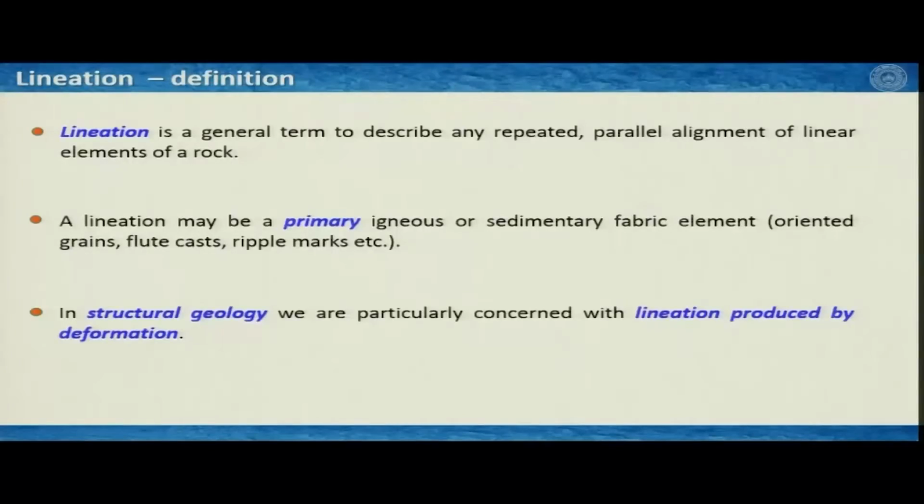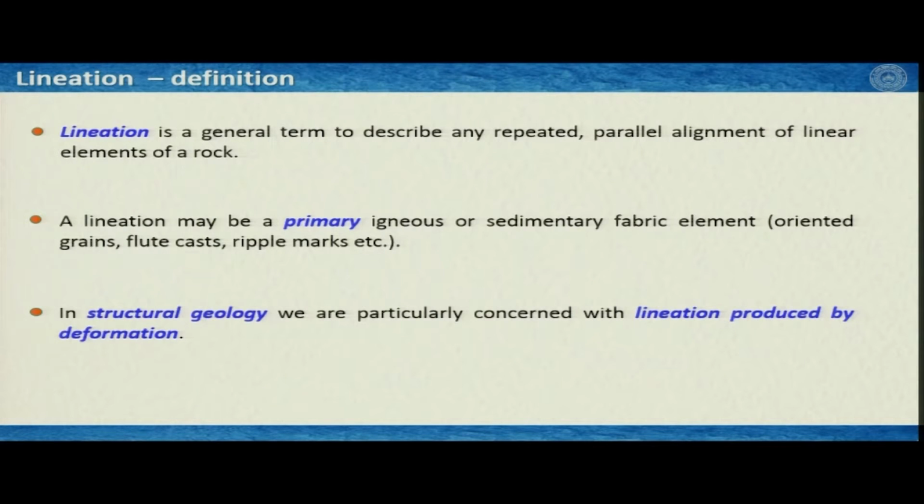And lineation, like foliations we talked about, could be primary and essentially secondary, which are formed due to deformation. So the lineations which are primary, as we have learned for foliations as well, could be igneous or sedimentary fabric elements. So these are mostly defined by oriented grains, flute cast, ripple marks and so on. We will have a few photographs to show you.